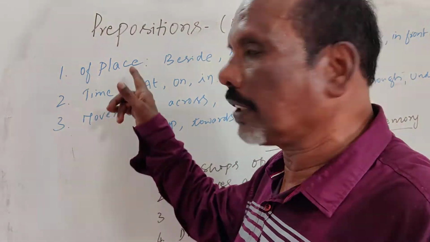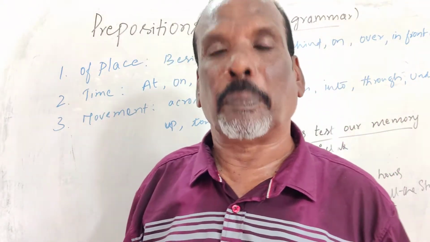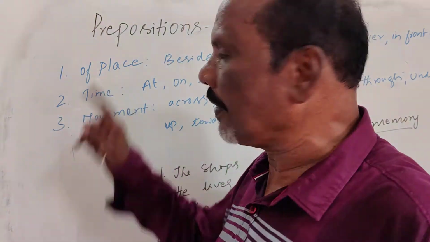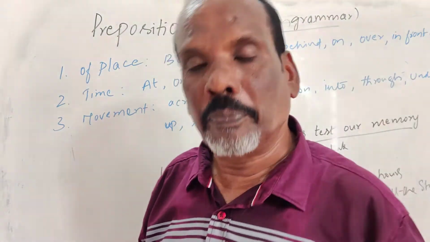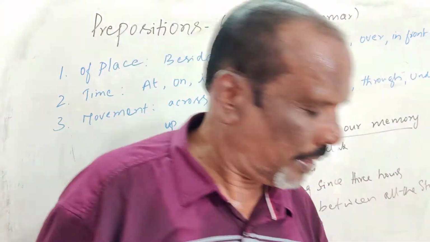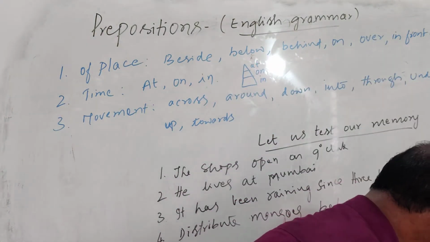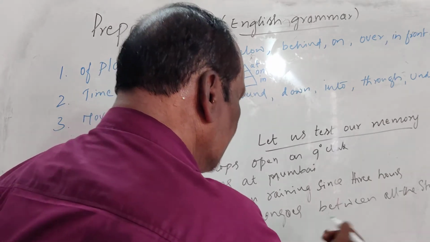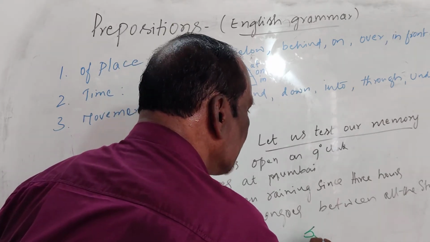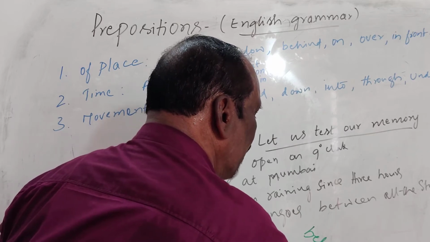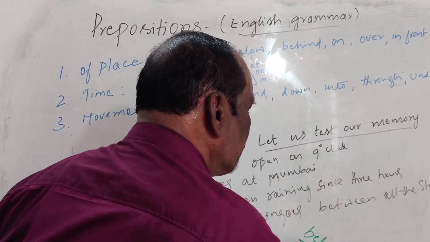Right? So, there are 3 types of prepositions. Prepositions of place, prepositions of time, prepositions of movement or direction. And another thing that you should know here is between and among.